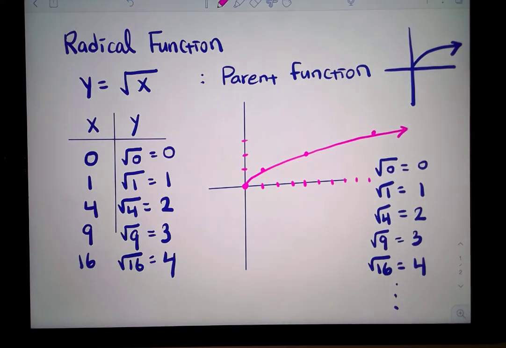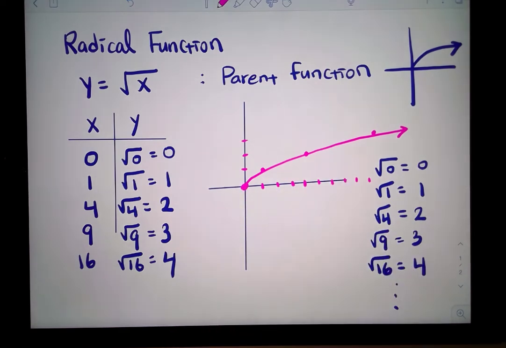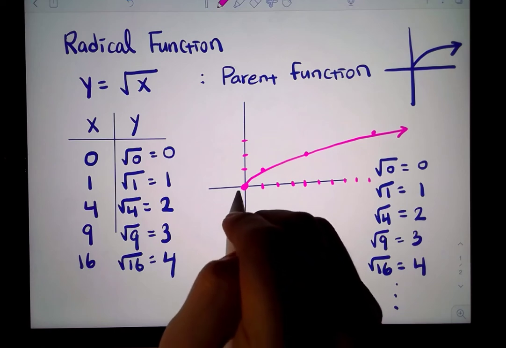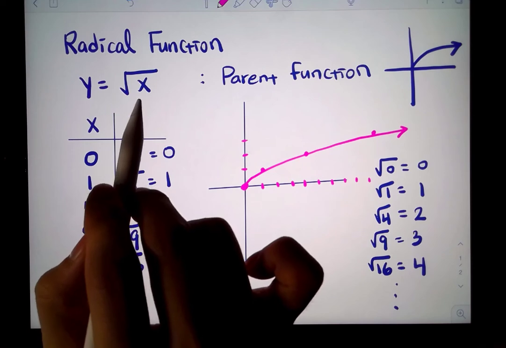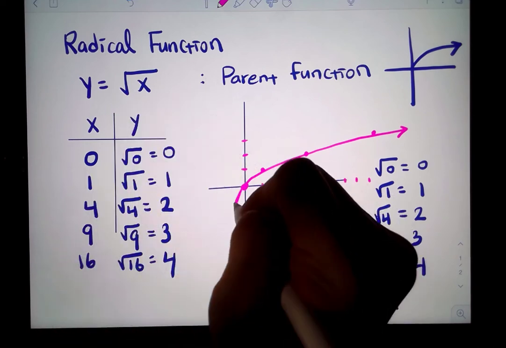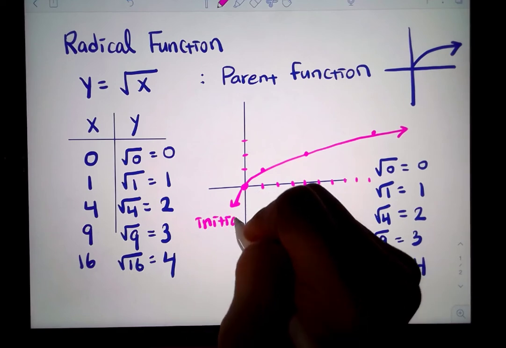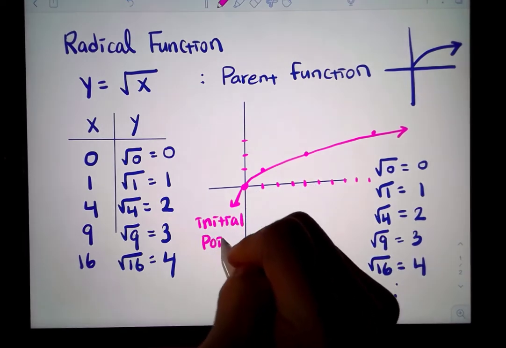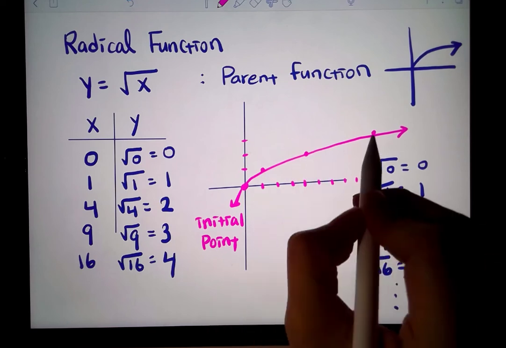So you know what? When you want to sketch a radical function, you need to know this one, which is your initial point. Because if x is less than 0, then we can't have that, right? We can't have that because that's an undefined value. So that's the initial point. So always find this point first, and we need a couple more points to graph. These are the guide points, all right?